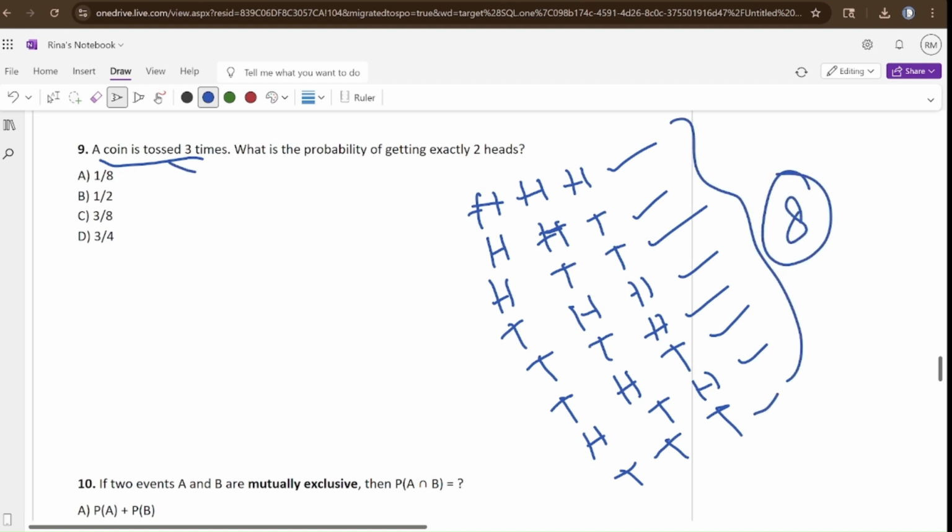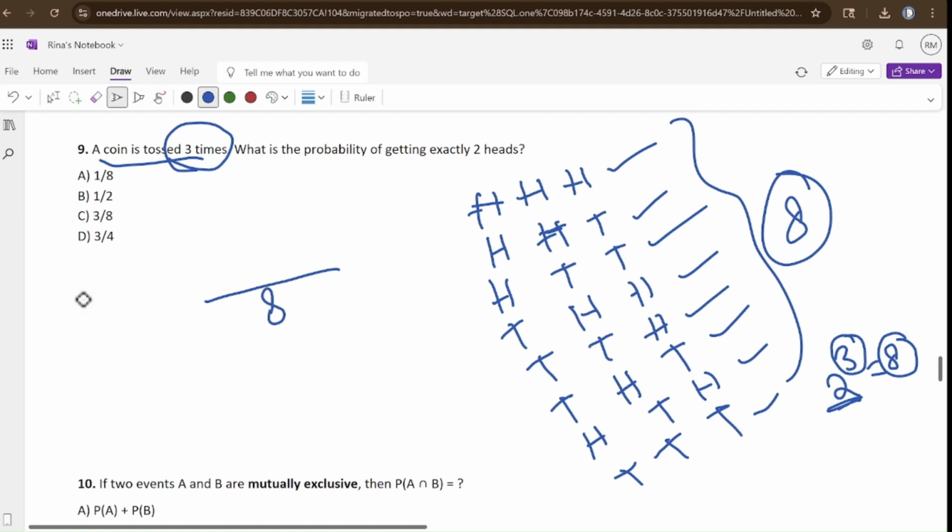Or simply we can calculate that 3 times and outcome is 2. That means 2 to the power 3, that is 8. For every scenario, either head or tail, right? And it is done 3 times. So that's why 2 to the power 3. This is 8. So this is total number of outcomes. Fine.